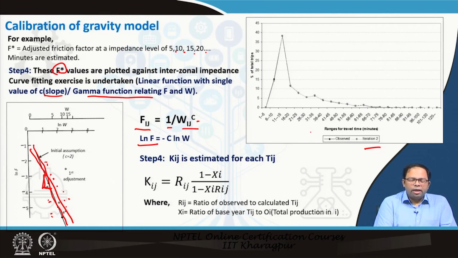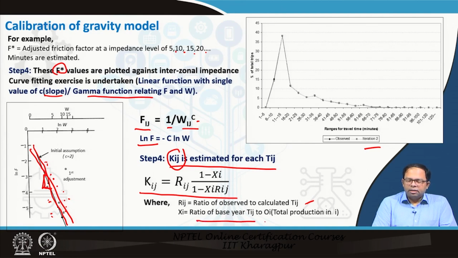So, there we can use this Kij factor, which is estimated for each Tij. That means, for each interzonal volume we have a distinct Kij factor. That means, for this particular zone to zone travel we will have a specific Kij, and Kij is estimated using this formula: Kij equal to Rij into (1 minus xi) divided by (1 minus xi into Rij), where Rij is the ratio of observed to calculated Tij and xi is the ratio of base year Tij to total production in i. So, this is the formula, which is specific for each interzonal volume, and this is how we calibrate the gravity model.